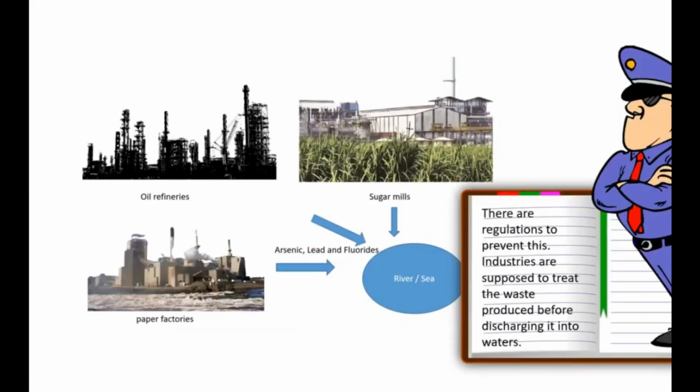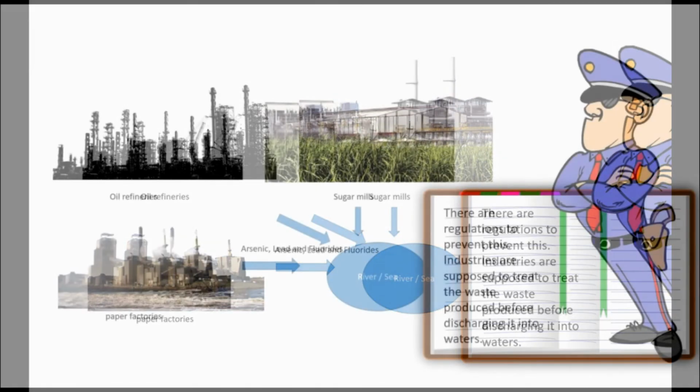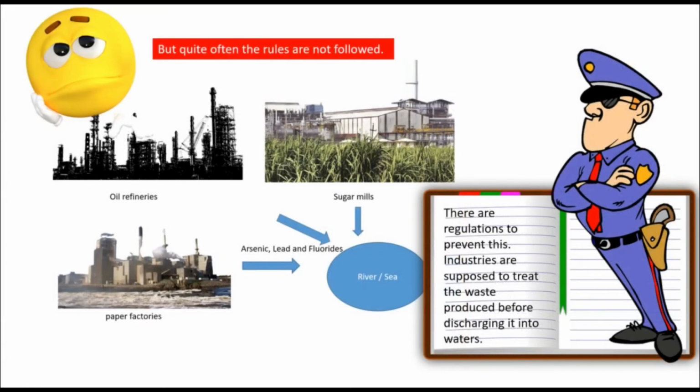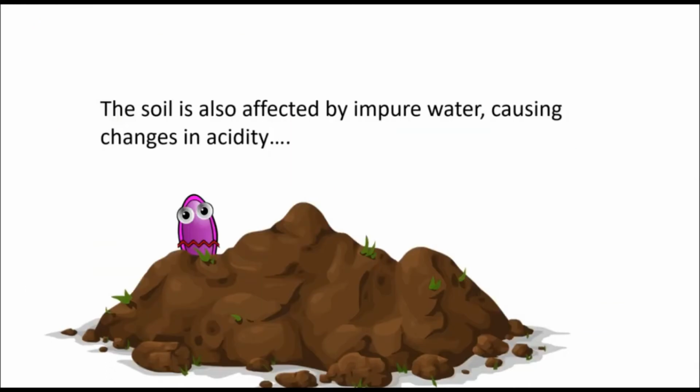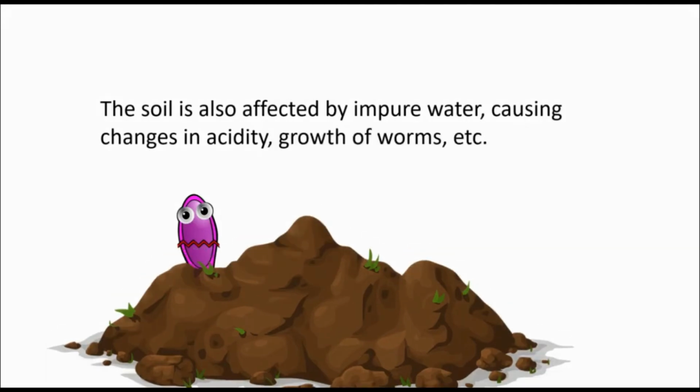There are regulations to prevent this. Industries are supposed to treat the waste produced before discharging it into water. But quite often the rules are not followed. The soil is also affected by impure water. All these chemicals will go into the water and the acidic level of the soil will change. Soil has a particular level of acidity where the plants grow. If the acidic level increases, plants do not grow. The bacteria which are responsible to supply nitrogen to those plant roots will also die.